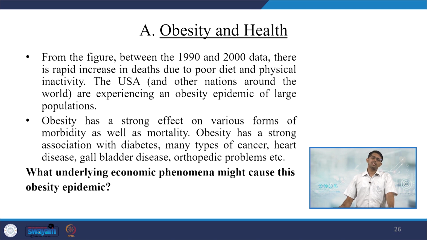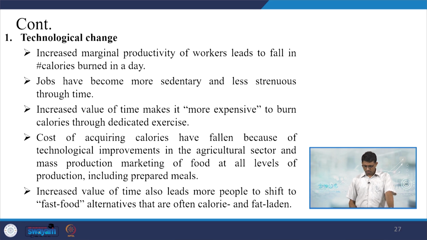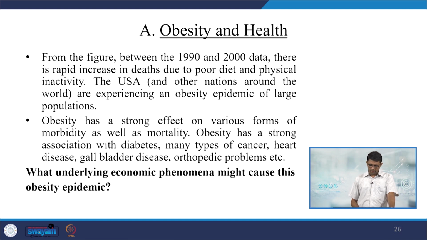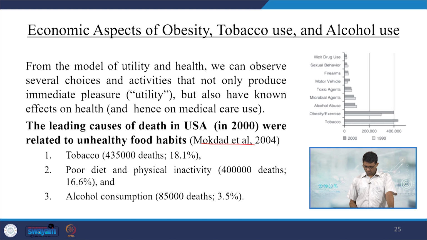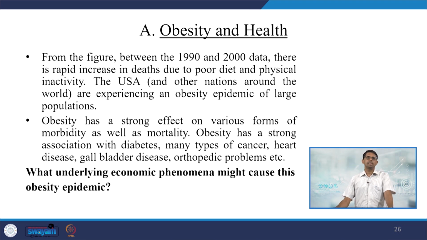Similarly, another consequence of our inactivity or poor diet conditions is obesity. So from the figure we can find that between 1990 and 2000, you can see the change in this diagram as well. There is a rapid increase in deaths due to poor diet and physical inactivity. So largely we have explained that obesity has a strong effect on various forms of morbidity as well.